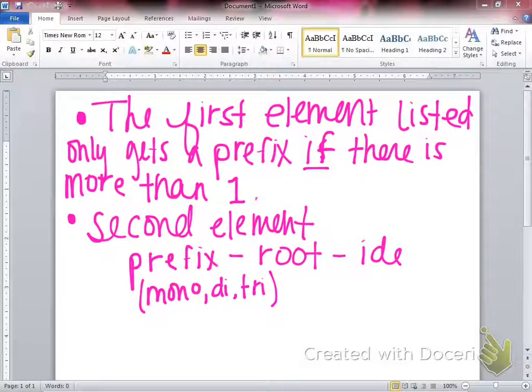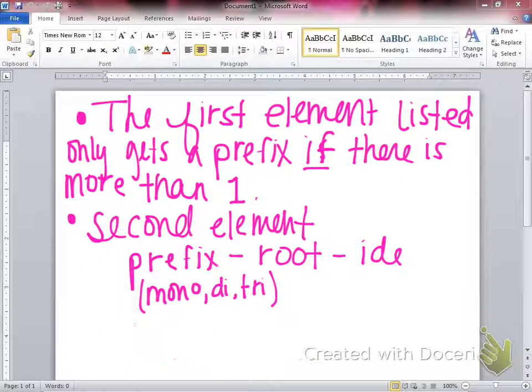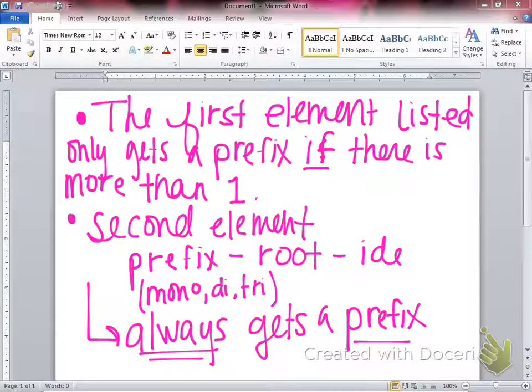Okay, so if we had something that said trioxide, that means we would be looking at O3, right? We have tri, which means 3. Oxygen is our root, and it ends in IDE. Here this second element always gets a prefix. So even if there's only 1, that means it gets the prefix mono. The first element only gets a prefix if there's more than 1, but the second element always gets a prefix no matter what.